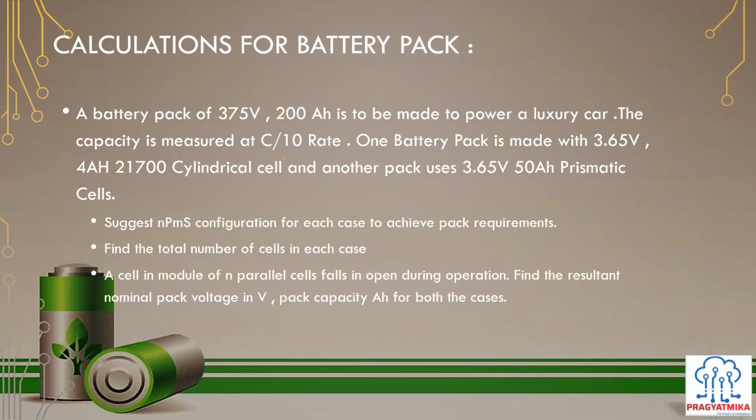Now one more question. I have a battery pack of 375 volts to be made with 200 Ah capacity, for a luxury car. So our V is 375 volt and our capacity is 200 Ah. This capacity is measured at a C/10 rate. One battery pack will be made up of 3.65 volt 4 Ah cylindrical cells, and another pack will be made up of 3.65 volt 50 Ah prismatic cells. So there are two types of cells, cylindrical and prismatic, with different ratings.